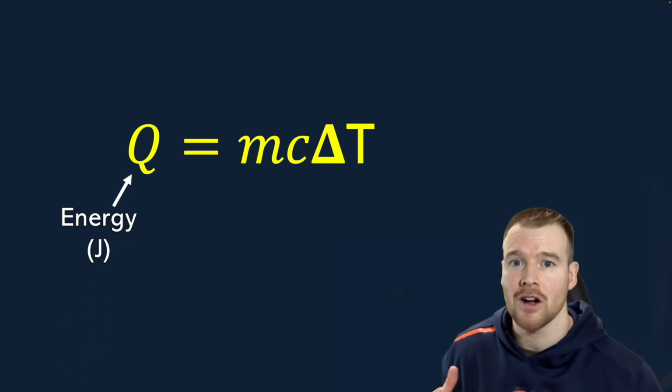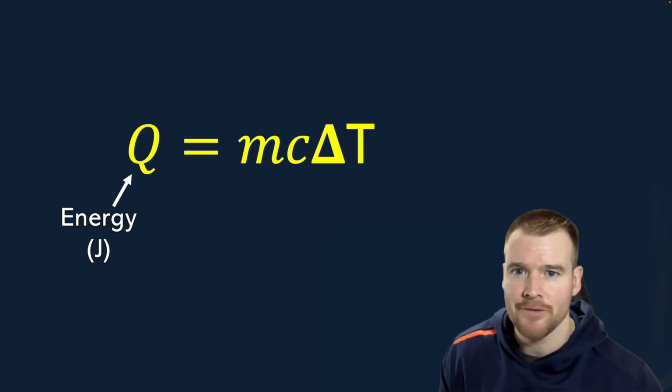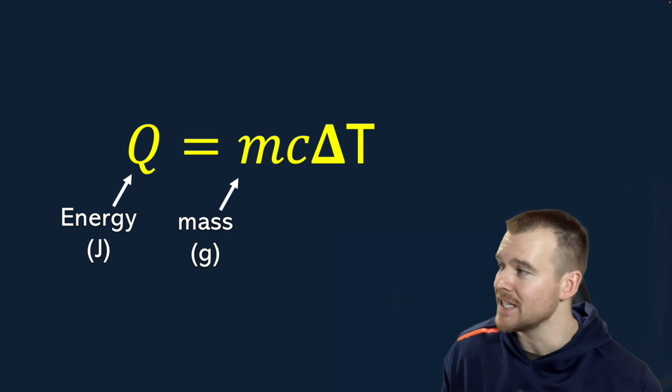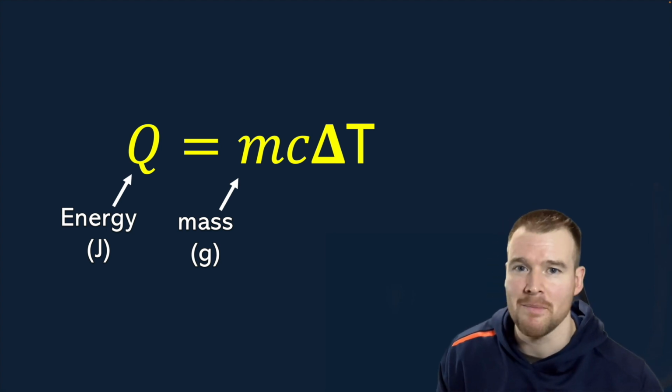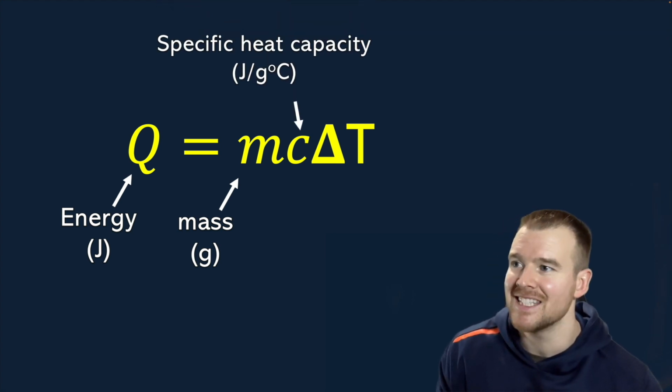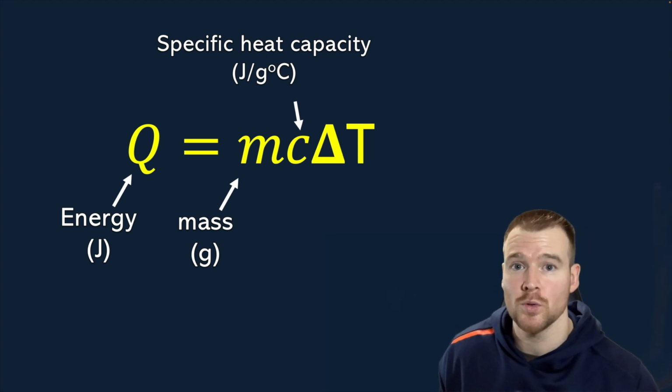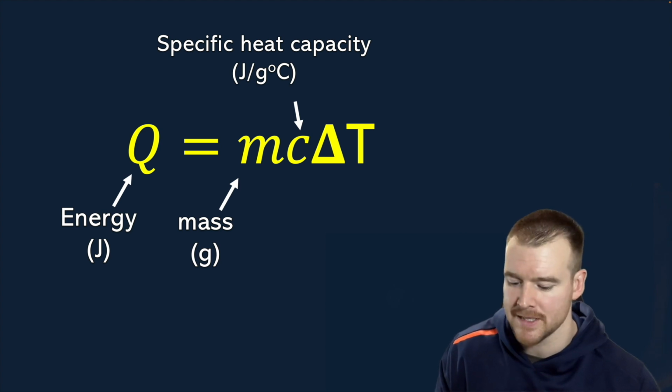Q is our energy in joules. We're kind of used to that from some previous lessons. M, you may have guessed, is going to be mass, and for this course, we're going to measure it in grams. And C is that specific heat capacity that we were talking about. Okay, measured in joules per gram degree Celsius.